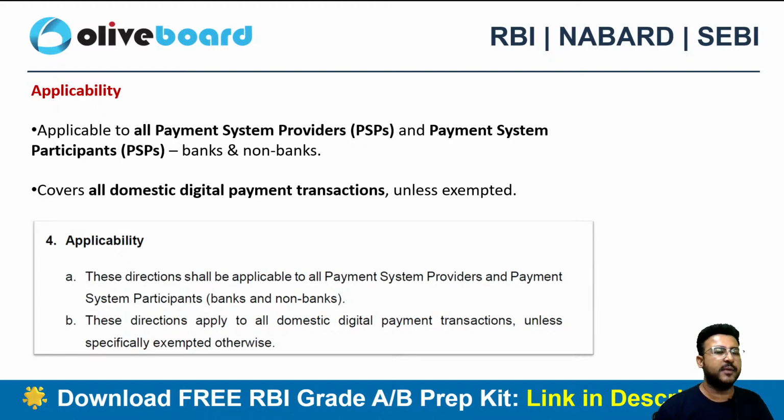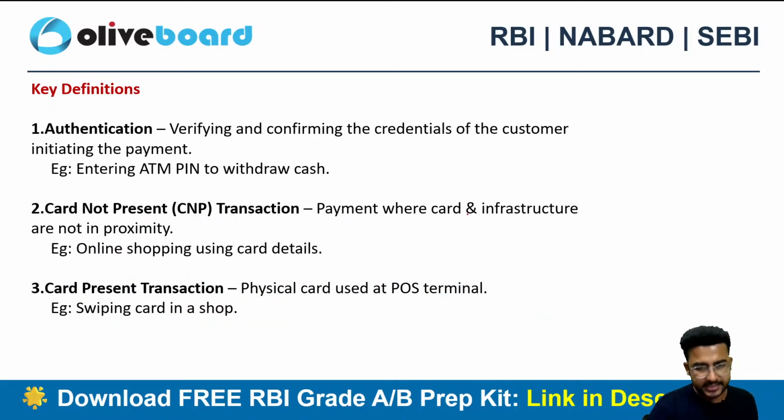So this will be applicable for the payment system providers, your regulated bodies that are providing you the payment system, and the payment system participants like banks and non-banks. They are the payment system participants, and those who are giving them the permission for doing the payments, for getting involved in the payment system, they are payment system providers. Covers all the domestic digital payments unless and until it is exempted, right? So the first requirement here is authentication.